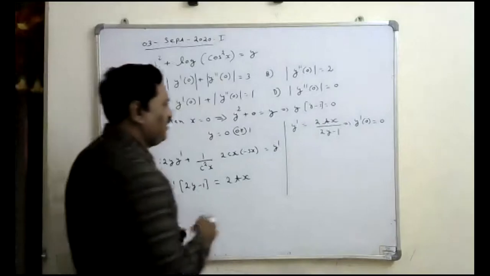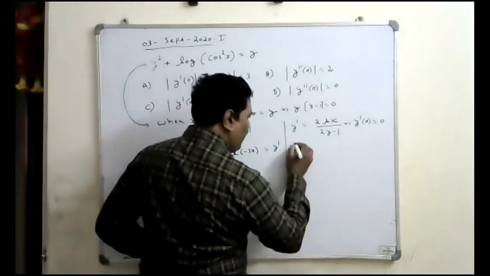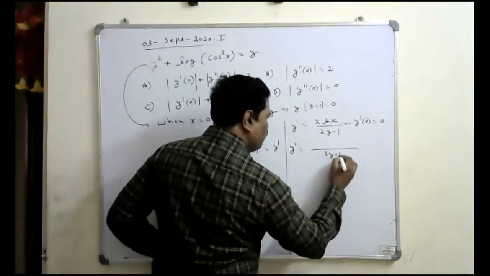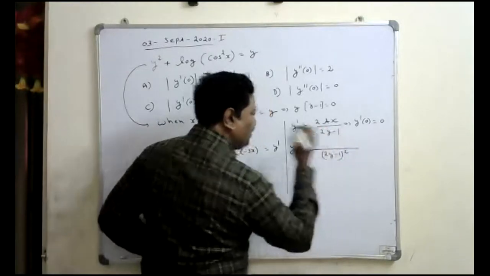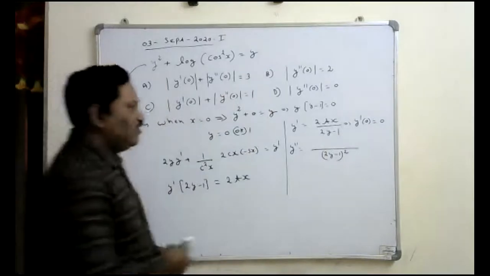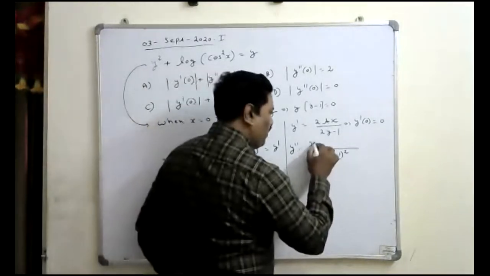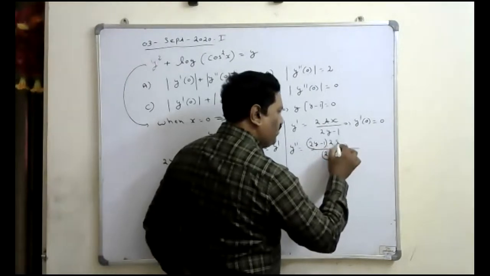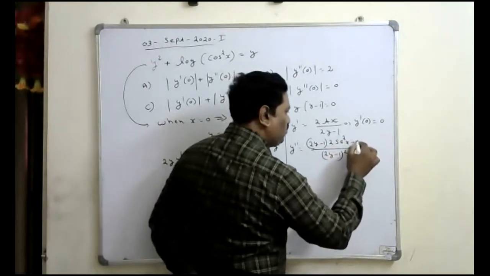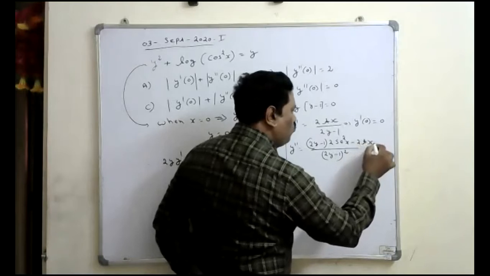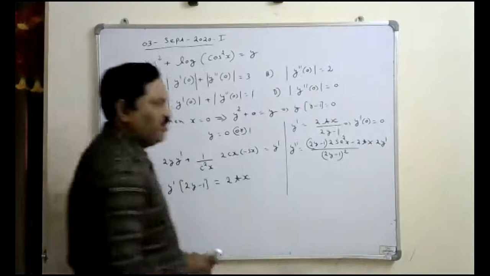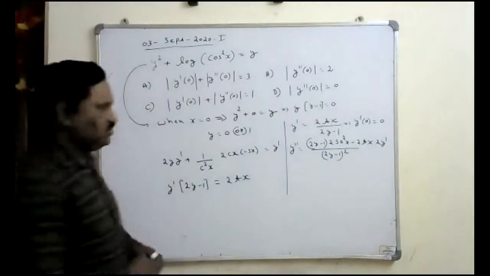Now go to the second derivative of this. For y double dash you have to apply the u by v rule. It is 2y minus 1 whole square, v square, in the denominator. 2y minus 1 written in the numerator, into 2 into the derivative of tan x, which is secant square x, minus 2 tan x into the derivative of 2y minus 1, which is 2y dash.